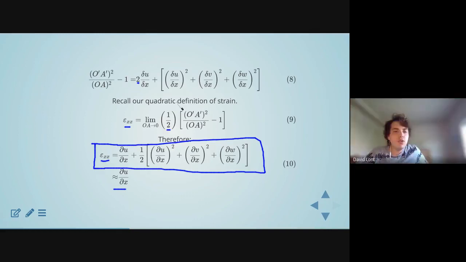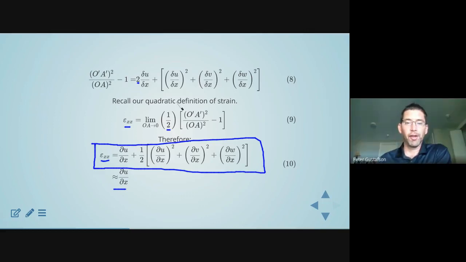I have a question. Yes. Why do we switch from delta notation to the partial notation? Because we took the limit, so OA goes to 0. You remember the length of OA was dx. So in the limit of that going to 0, it becomes the definition of a derivative. And so I expressed it now as a partial derivative. Does that make sense? Yes, thank you.